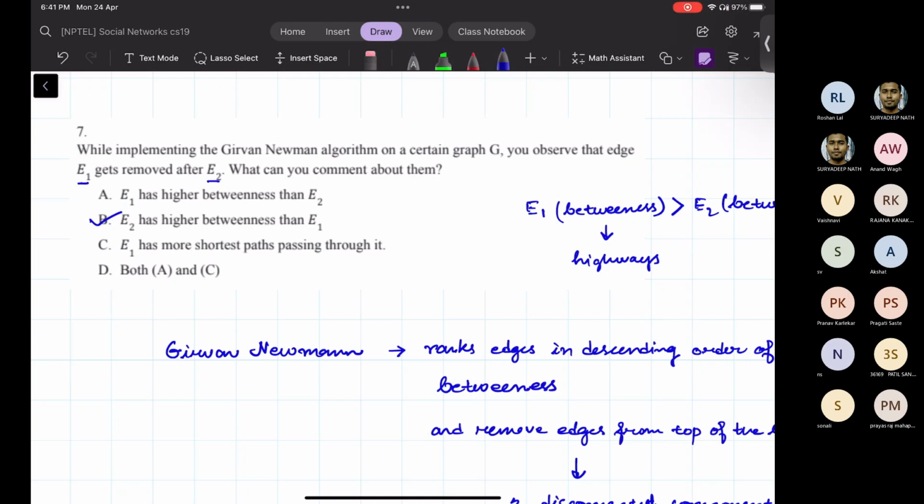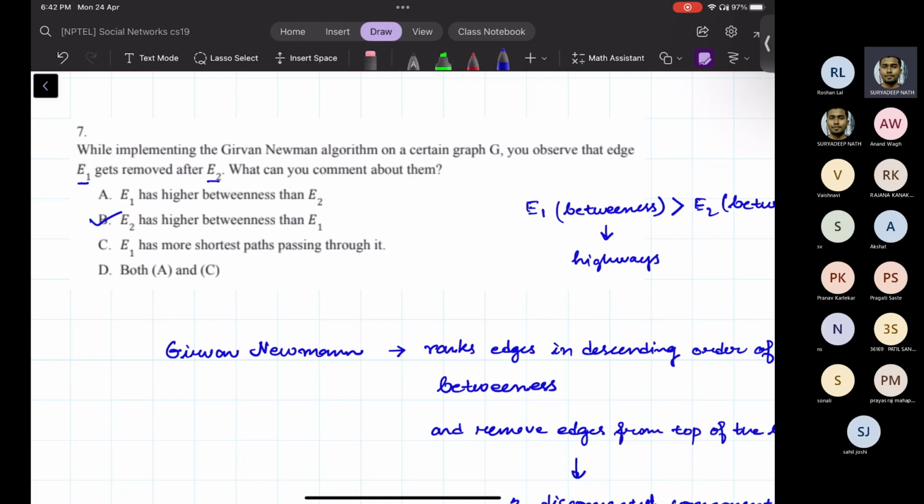Answer must be D or only B, sir? I think the answer must be D, both A and C. E1 has higher betweenness than E2. E1 gets removed after E2. So it gets removed in descending order, right? In the Girvan-Newman algorithm. So E2 was removed first before E1.